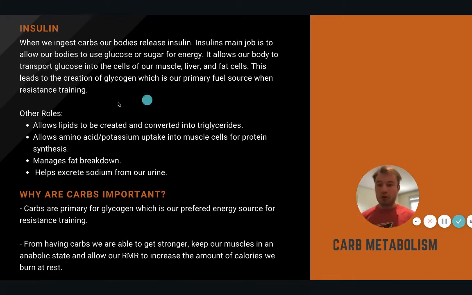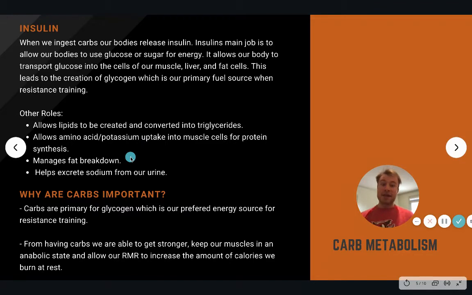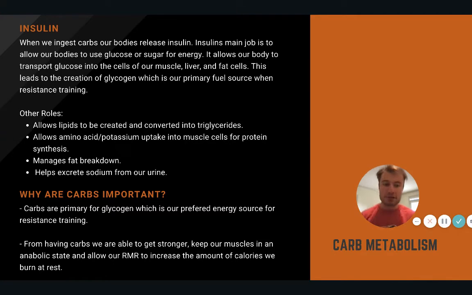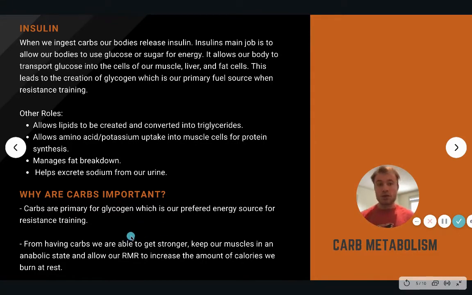The other role of insulin is that it allows lipids, which are fats, to be created and converted into triglycerides. It allows amino acids and potassium uptake into muscle cells, which is going to be essential for the rebuilding process of protein and muscle. It manages fat breakdown, and it also helps excrete sodium from your urine, which is really good. We don't want to have too much sodium content inside of our urine. And the reason why carbs are important, again, is because of glycogen, and that is important to help us get stronger in the gym, which ultimately is going to help us burn more calories at rest and increase our resting metabolic rate, or RMR.